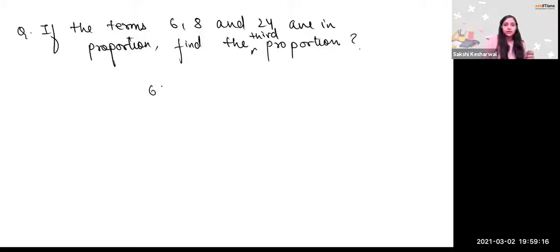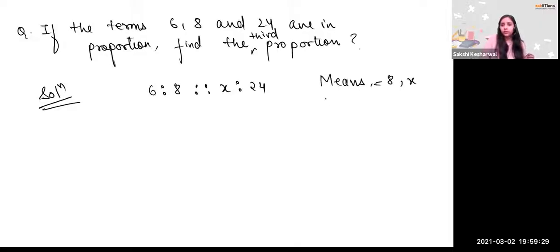It says 6:8. This is your solution, right? So 6:8 is in proportion with x:24, right? So what are your means, beta? Your means are 8 and x, right? And what are your extremes? Your extremes are 6 and 24, right?